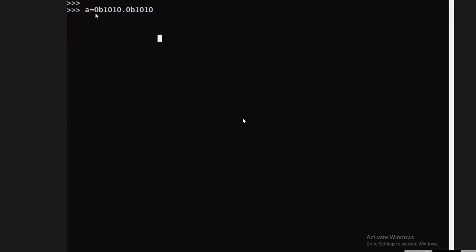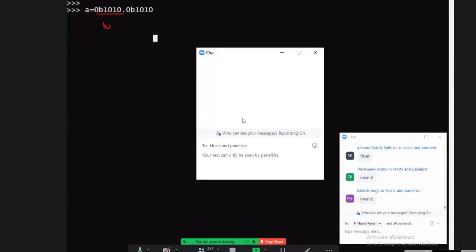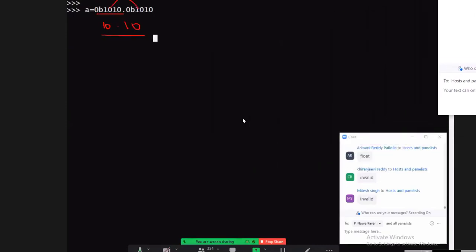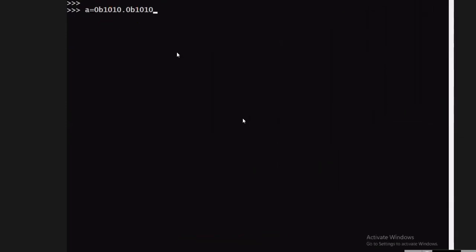0B1010 0B1010. Is it valid or invalid? Actually, everybody will think that it is called a 10. Dot 10, they will think. But such a type of floating point data type never supports it. So here you see, it never supports.